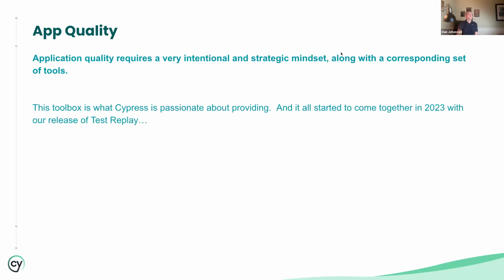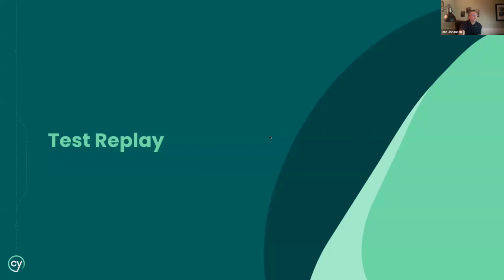All right, so that said, application quality is a very intentional, very strategic mindset. And in order to do this properly, you have to have a corresponding set of tools that allow you to go in and to ensure and to have the confidence that you're compliant in these areas. And so this is the toolbox of what Cypress is extremely passionate about providing. And in 2023, it began with our release of Test Replay.